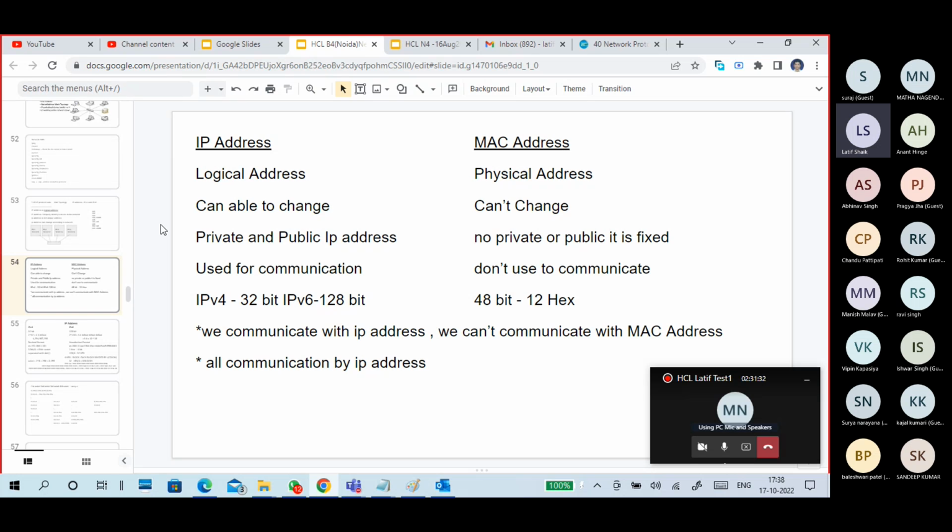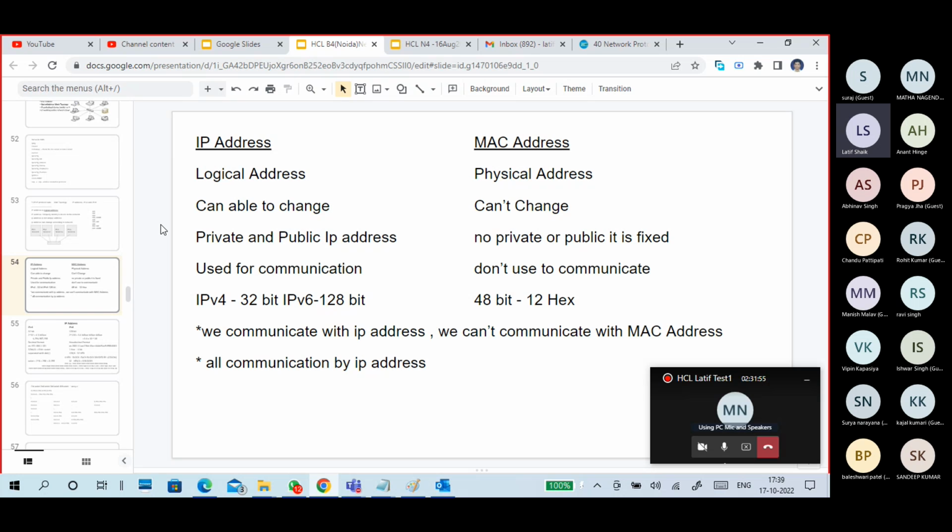And in IP address, we have private and public addresses, classes, so much stuff is there. There is nothing like that in a MAC address. It is a fixed address. IP address is used for both LAN and WAN communication, whereas MAC address is valid only in LAN communication.